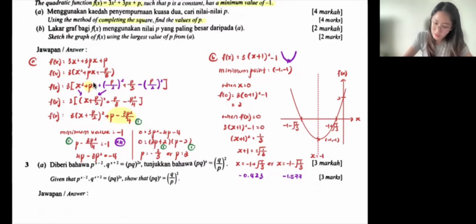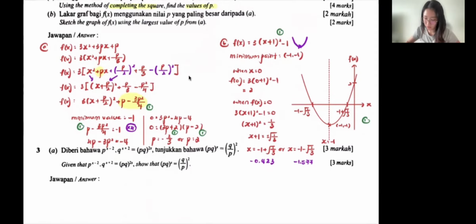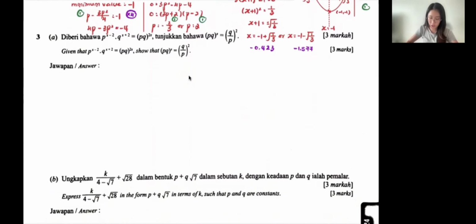So 2 marks given to you on a complete graph, and then this mark for your vertex form. So 2 marks here. Then to the next question, question number 3.